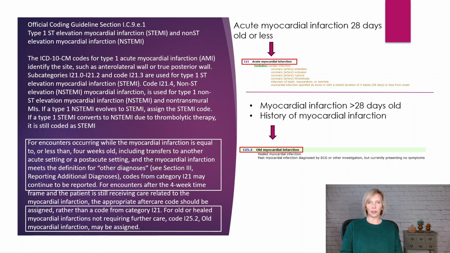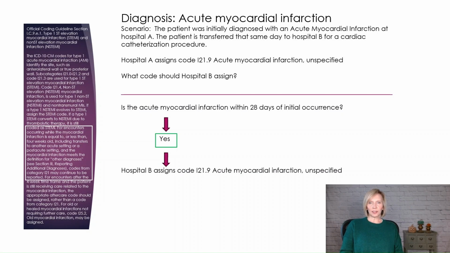It's important to understand that these codes may still be assigned even if the patient is transferred to another hospital after the initial diagnosis, or if they require a new hospital admission within this 28-day time frame, as long as the patient is still receiving care for the acute myocardial infarction. However, for cases where the myocardial infarction is older than 28 days, the appropriate code to assign is I25.2, which represents old myocardial infarction. Let's take a look at some examples.